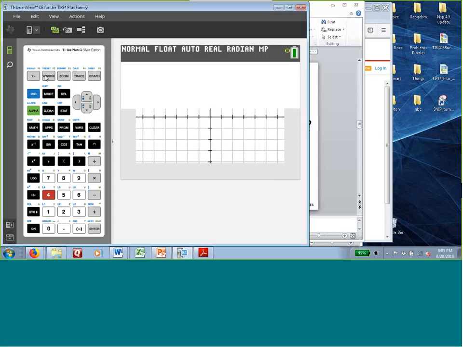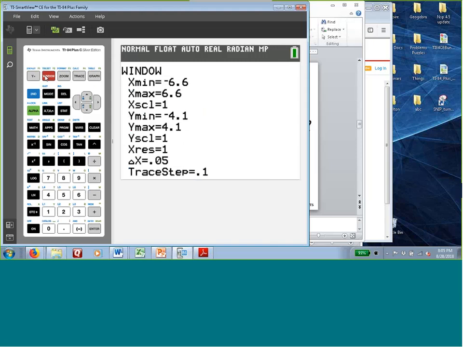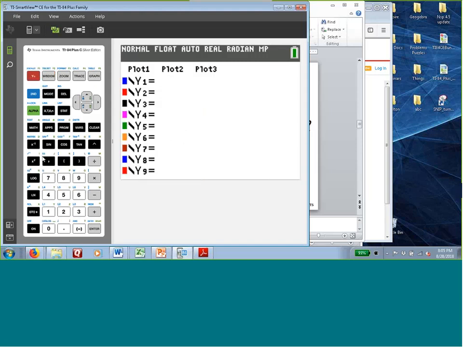It starts at negative 6.6 for x and positive 6.6. If you decide that you need a different window, use multiples of this window, and it'll continue to give you friendly tracing increments and table increments. Okay, but we're going to begin with this window, and what we want to do is take a look at power functions.